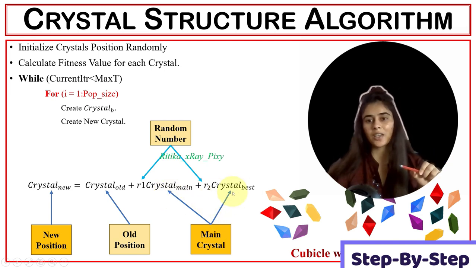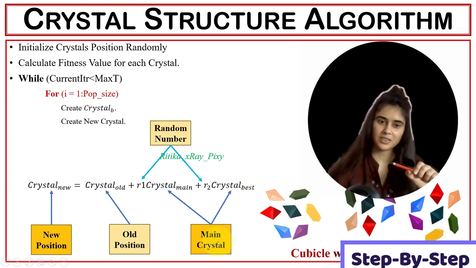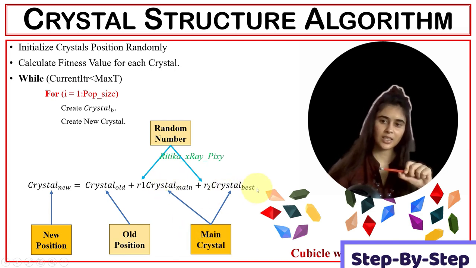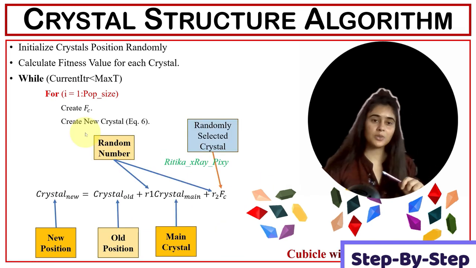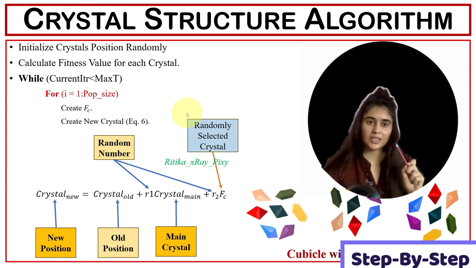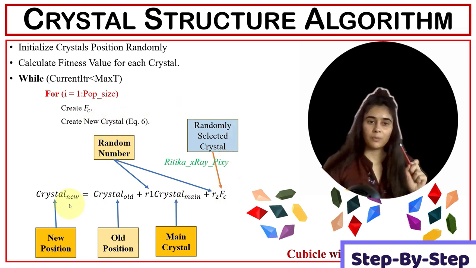Then you can see here we have the best crystal. Crystal best, that is the best crystal. This is not the main crystal. Main crystal is only this one. This is the best crystal, that is the crystal having the best fitness value. After that, we will calculate the mean value for the randomly selected crystals. That is FC. You can see FC, that is the randomly selected crystal. So here we will calculate the mean value.